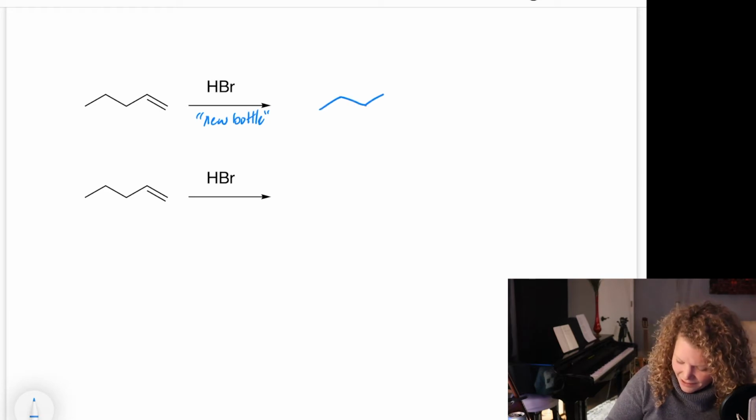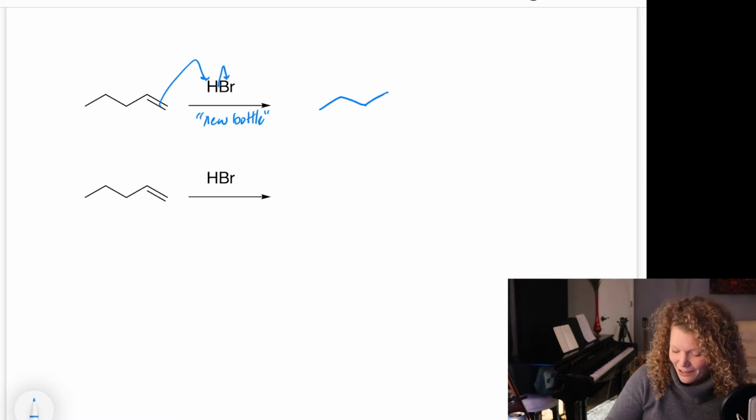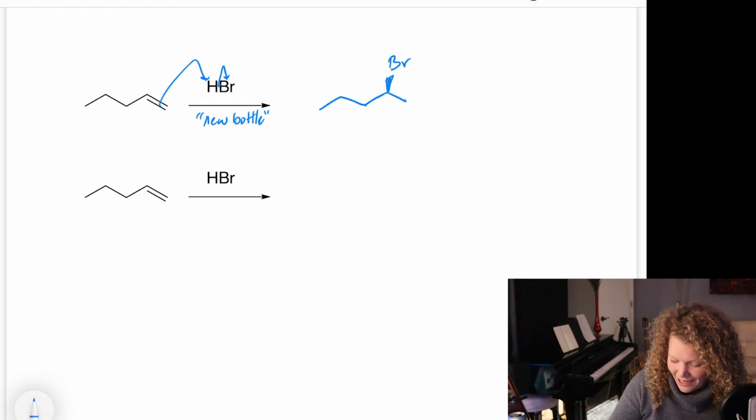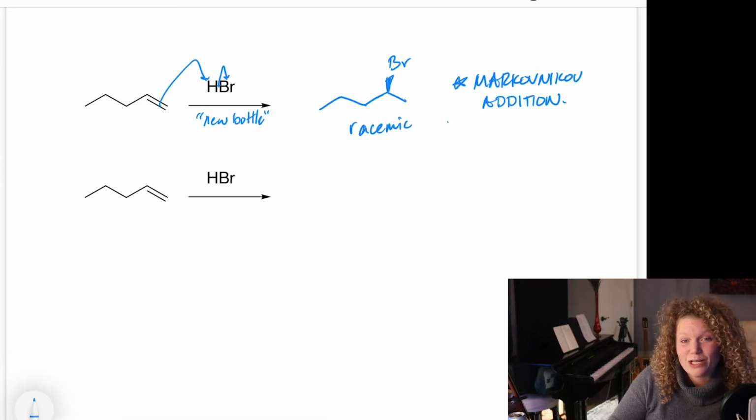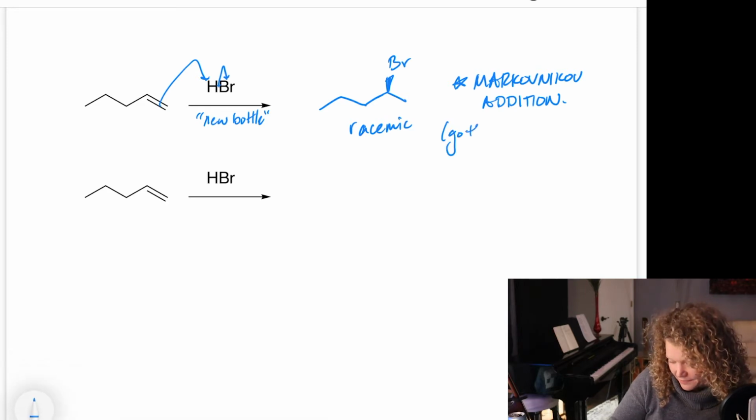So we're going to add our HBr, okay? We're going to make that carbocation that is on the most substituted side, and then we're going to add our bromine there. So remember that our reaction here, we've added bromine, okay, and our hydrogen is going to the least substituted side. This is that Markovnikov addition we've talked about. This does form a racemic product, and that's because we go through that carbocation intermediate. A C+ intermediate.